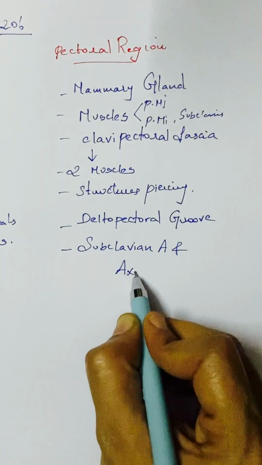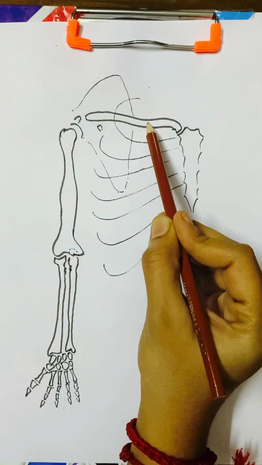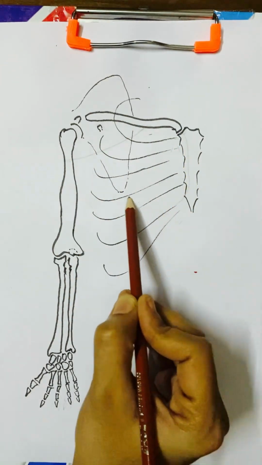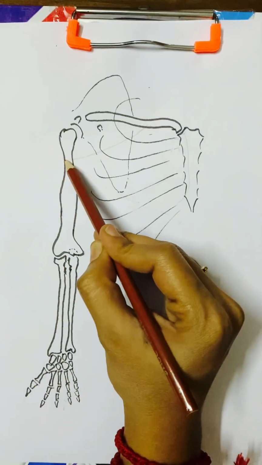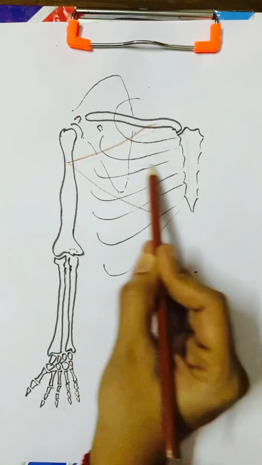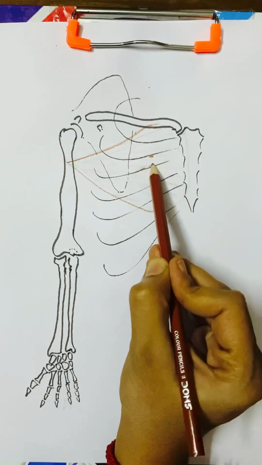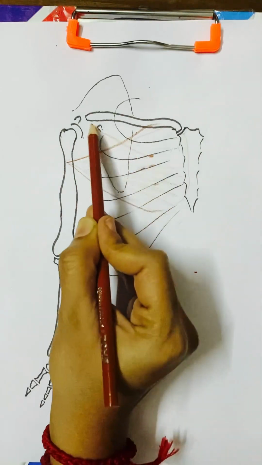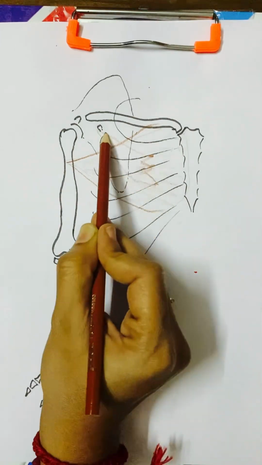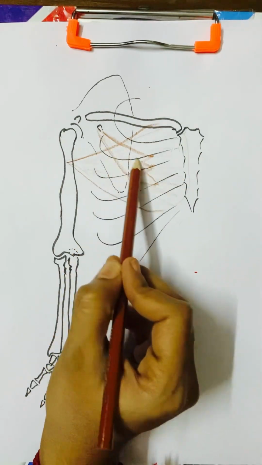We should know about subclavian artery and axillary artery, which is present just behind the clavicle. So this is pectoralis major muscle, which takes origin from clavicle, from the sternum, which gets inserted into lateral lip of intertubercular sulcus. So this is pectoralis major. The minor takes origin from second, third, and fourth rib, which is inserted into coracoid process of scapula. So these are the 2 major muscles present in the pectoral region.